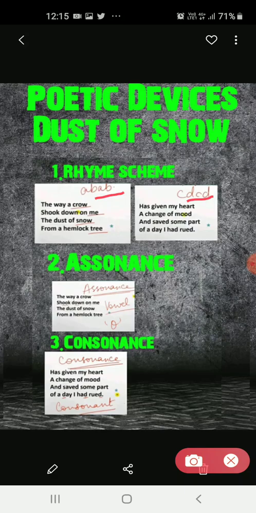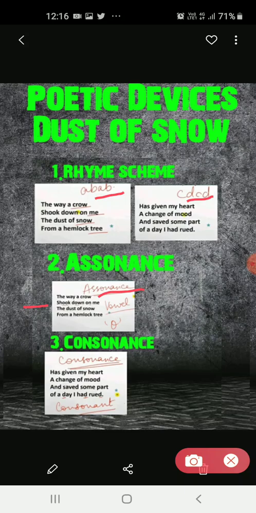Now, moving to another very important poetic device used in the poem, which is assonance. You will have noticed, students, that there has been a visible, powerful use of the vowel O. Just look at line 2. If you look at line 2 here, it's "shook down on me." The use of vowel sound either in the beginning or in the middle makes it quite visible that assonance has been used here.